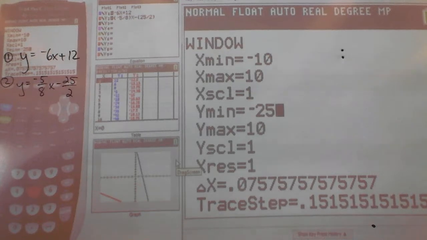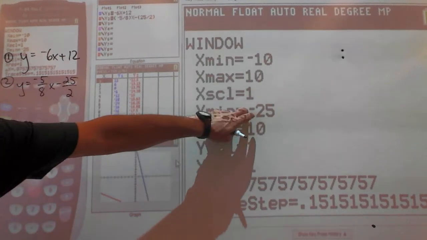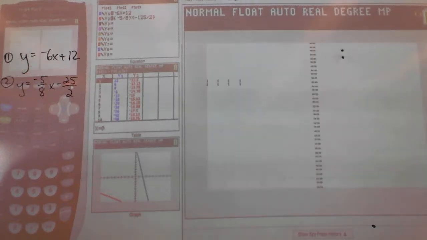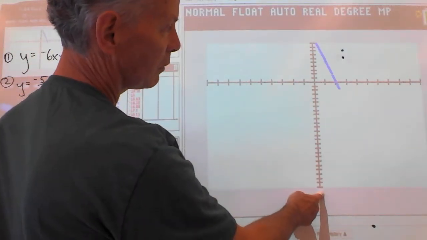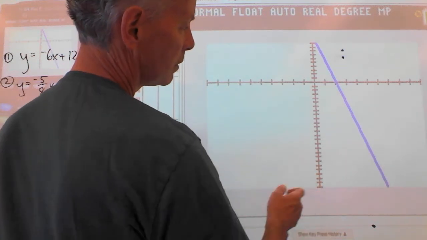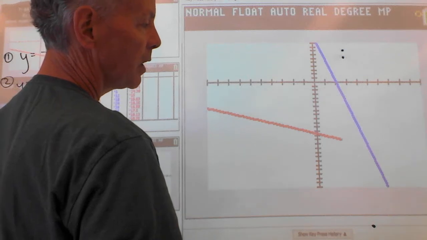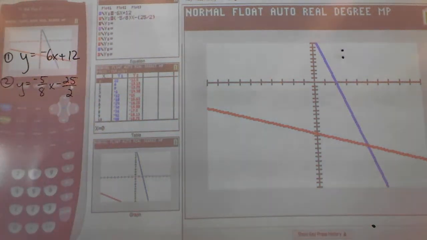So what does that mean? That means that when I press graph again, my y-axis is going to go down further. It's going to go down to -25, and look at what happens when I press graph. First of all, notice my y-axis is now longer. It goes down further, and that allows, just like magic, that allows us to see our intersection point.